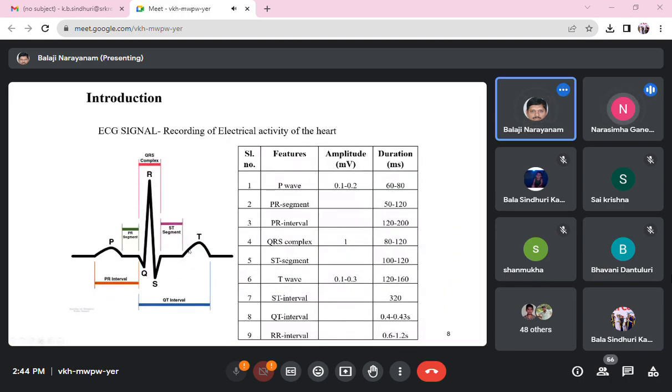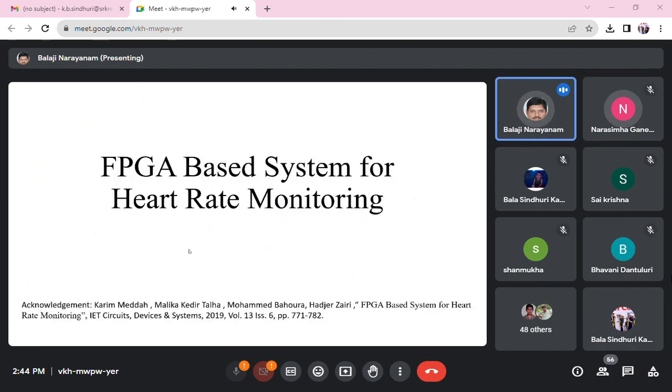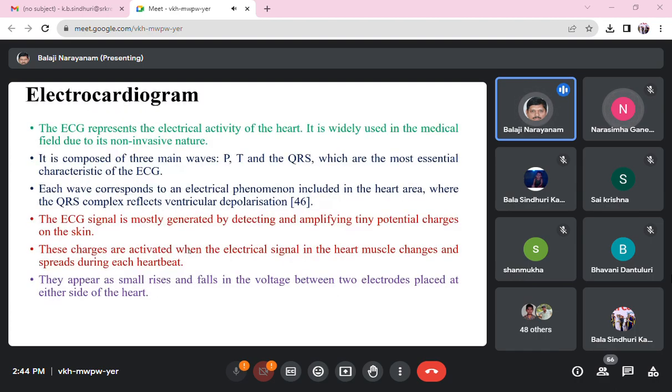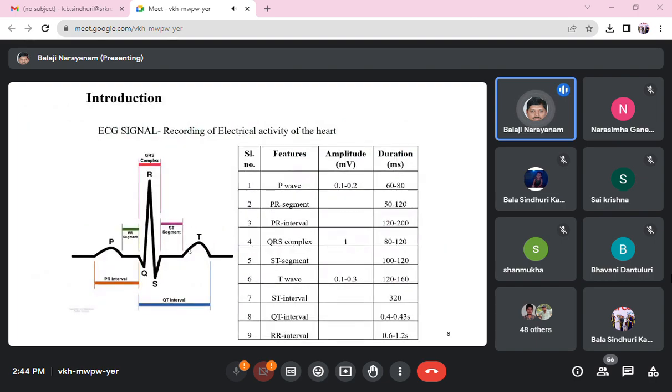Presentation? Yes, sir. So, an FPGA-based system for heart rate monitoring is what we can do. We have already seen the basics of ECG, or electrocardiogram, and we talked about the QRS complex and other things. Here you have clarity on what a QRS complex is. You can observe that its amplitude is 1 millivolt, and the duration is in milliseconds.